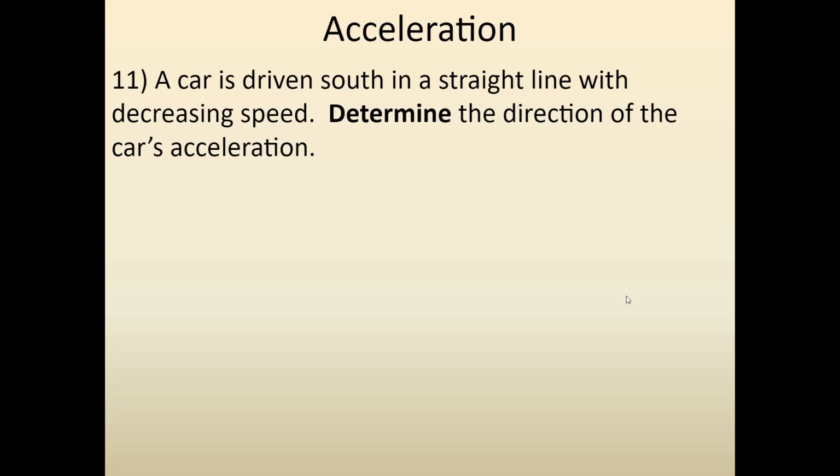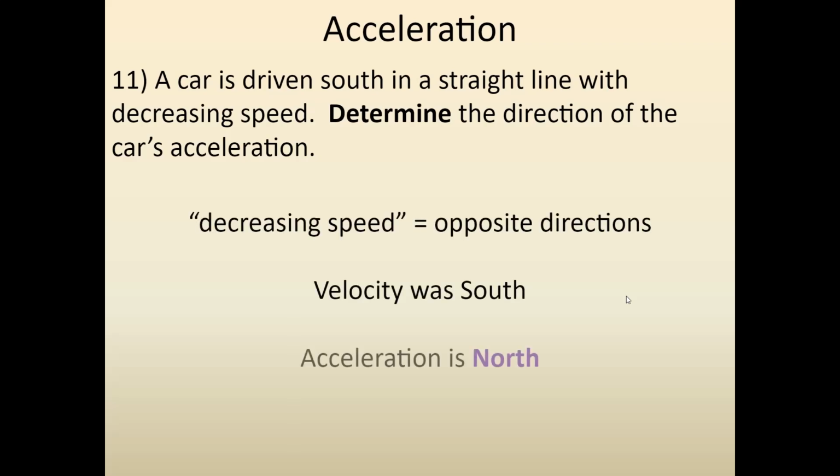All right, so we have a car being driven south, and they want us to figure out the direction of the car's acceleration. Because they tell us that the car has decreasing speed, that means that the velocity and the acceleration are in opposite directions. So the opposite of south would be north, so the car's acceleration is going to be north.